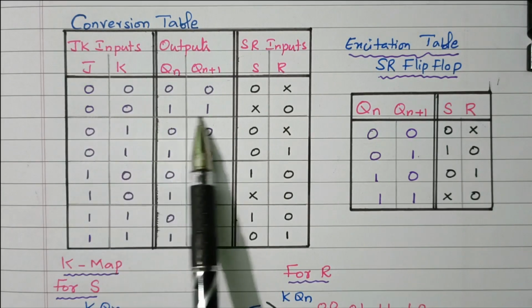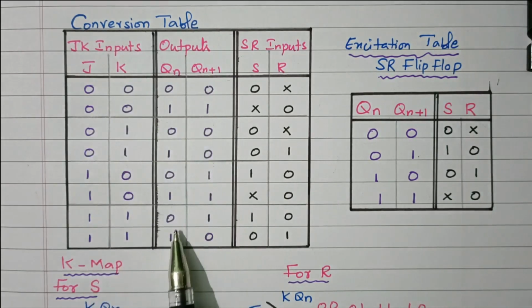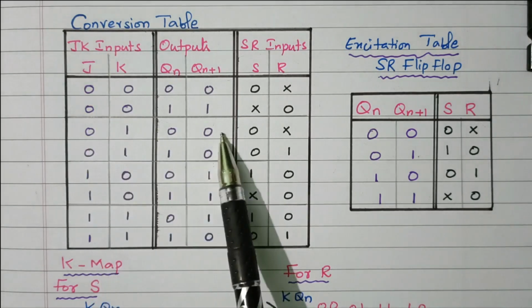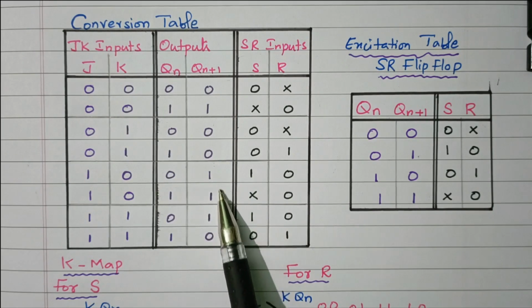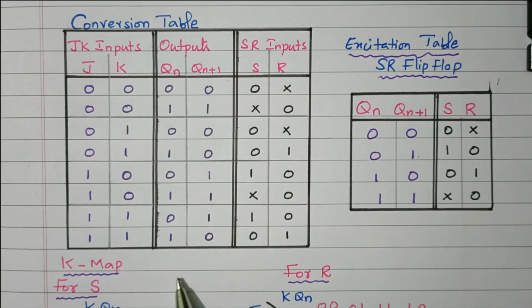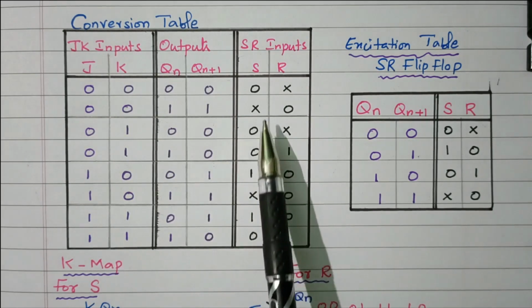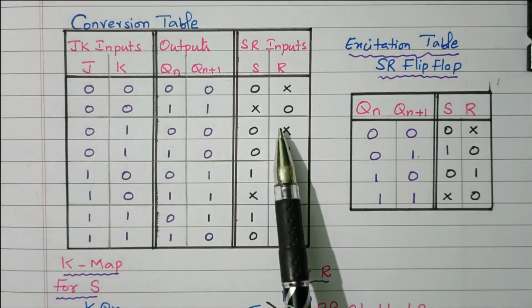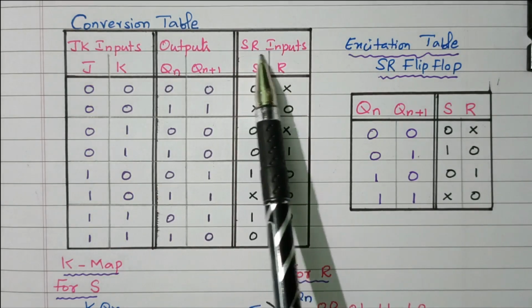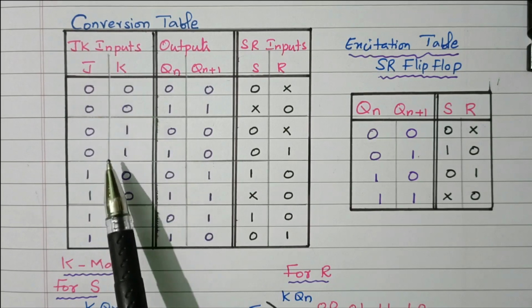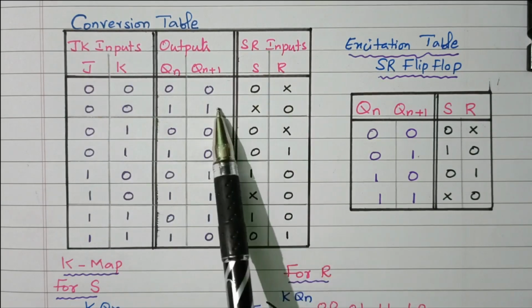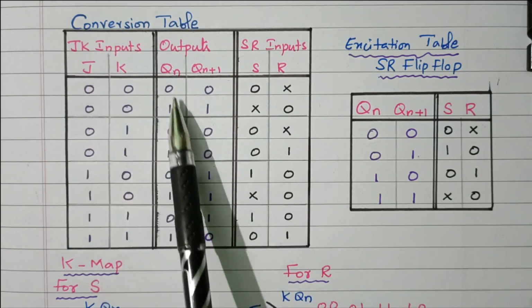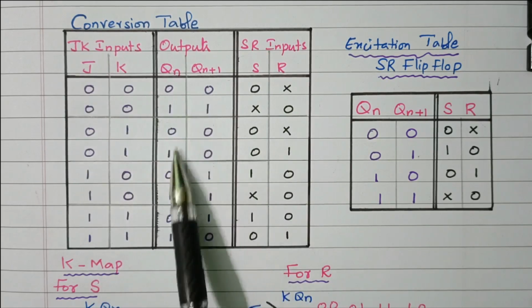Both are 0, no change. Both are 1, toggle: 0 to 1, 1 to 0. 0 1 means reset to 0. 1 0 means set the output to 1. So these are the 4 possibilities. Now we need to decide what is the input to the SR flip-flop, because we are going to convert an SR flip-flop into a JK flip-flop. So for the SR flip-flop we need to give the input based on the JK flip-flop. So this is our requirement, 0 0, 0 1.